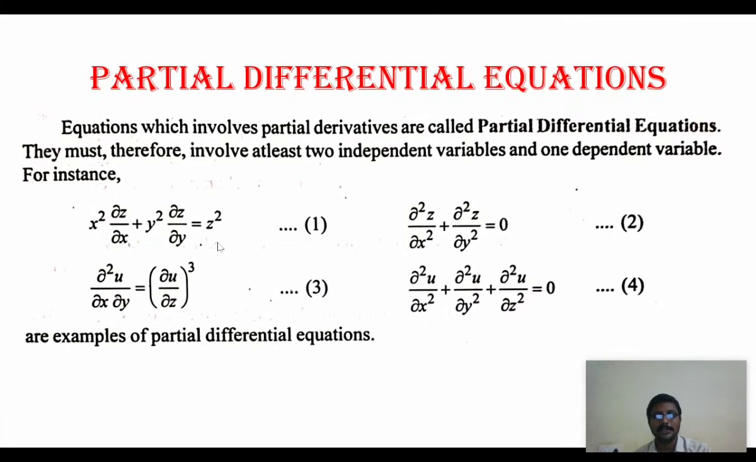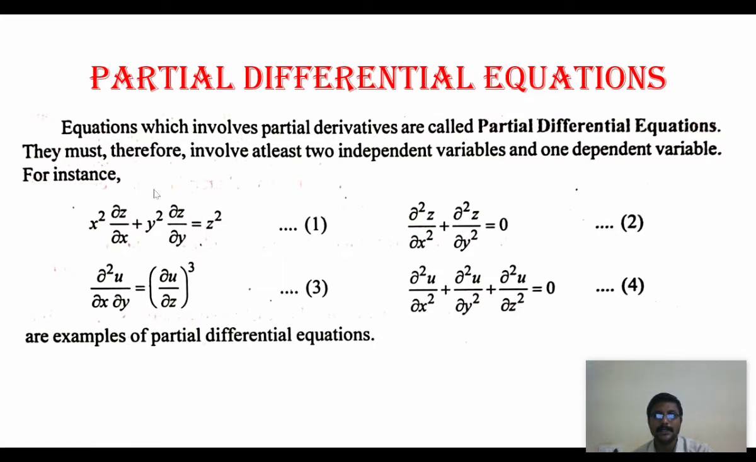These are the topics which are related to partial differential equations. Now, the definition: equations which involve partial derivatives are called partial differential equations. Therefore, they must involve at least two independent variables and one dependent variable. Here, we can see the examples. For the first equation, z is a dependent variable and x, y are two independent variables. That means the equation has only one dependent variable and two independent variables, so equation 1 is known as a partial differential equation.